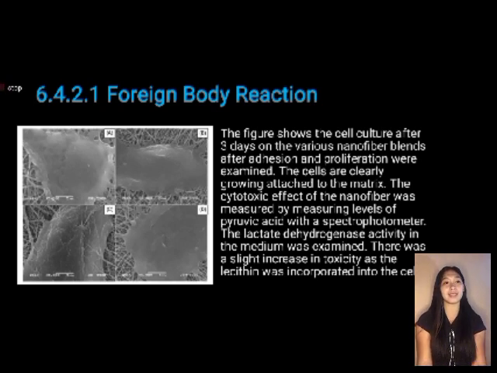So now, as you can see in the picture, the figure shows the cell structure after 3 days on the various nanofiber blends after adhesion and proliferation were examined. The cells are clearly growing, attached to the matrix. The cytotoxic effect of the nanofiber was measured by measuring levels of pyruvic acid with a spectrophotometer. The lactate dehydrogenase activity in the medium was examined. There was a slight increase in toxicity as the lecithin was incorporated into the cells.